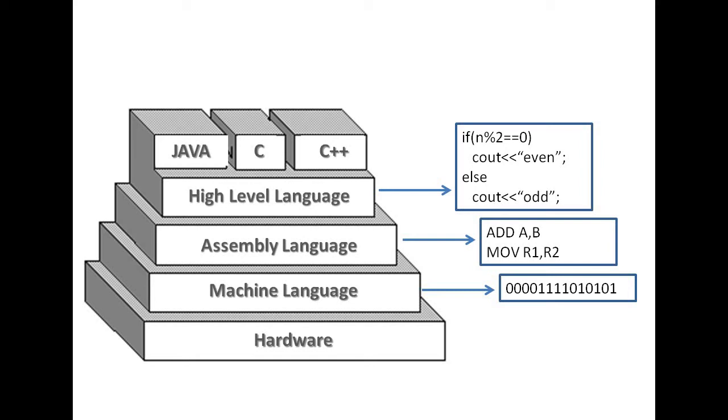Cout is an operator in C++ that is used to print the value enclosed in the double quotes. So if the if statement gives us true, Cout will print even. If it gives us false, it will print odd. Okay, these are the languages we have.